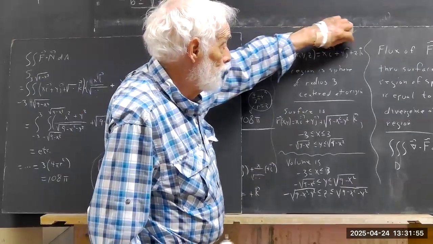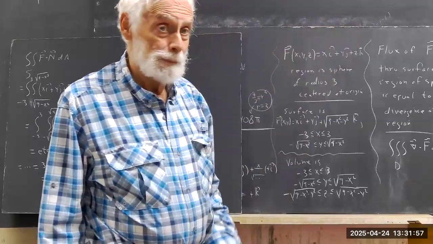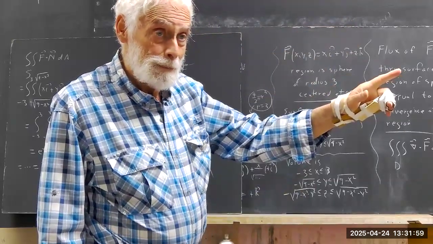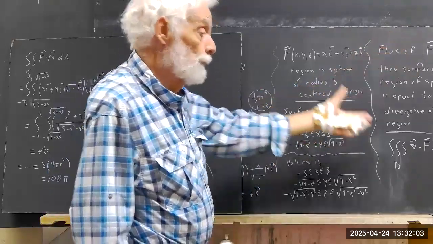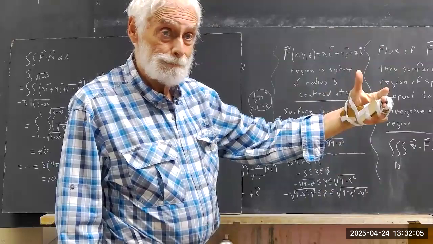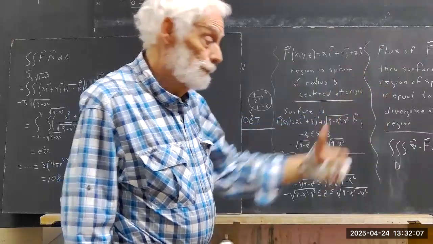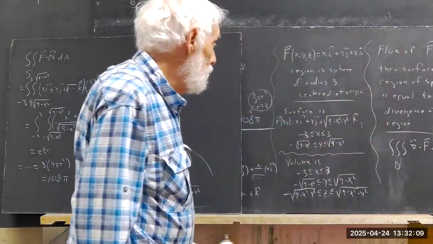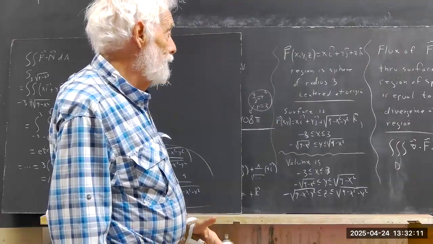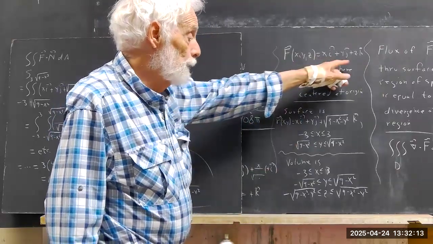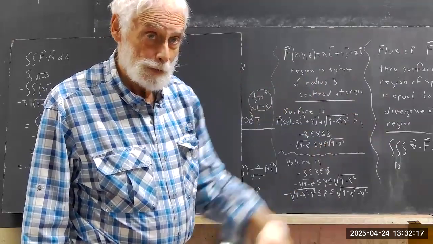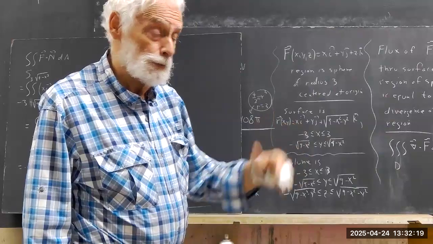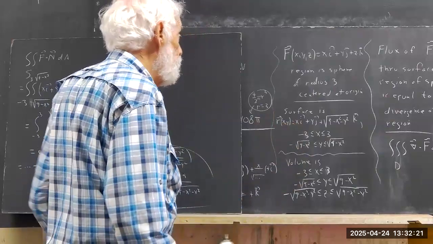The magnitude of this on the surface is always 3, and it's always radial. So it's always parallel to the normal vector. So you just take 3 and multiply by the area of the surface. Okay. And the divergence is always 3. So you just take 3 and multiply by the volume of the sphere. Okay.